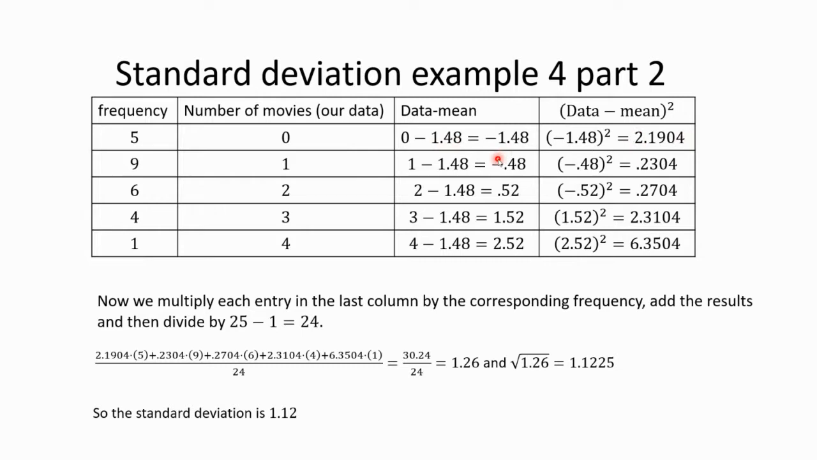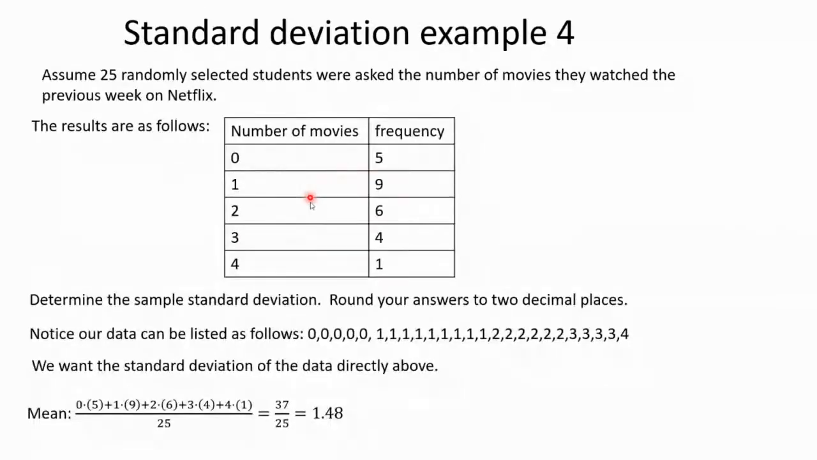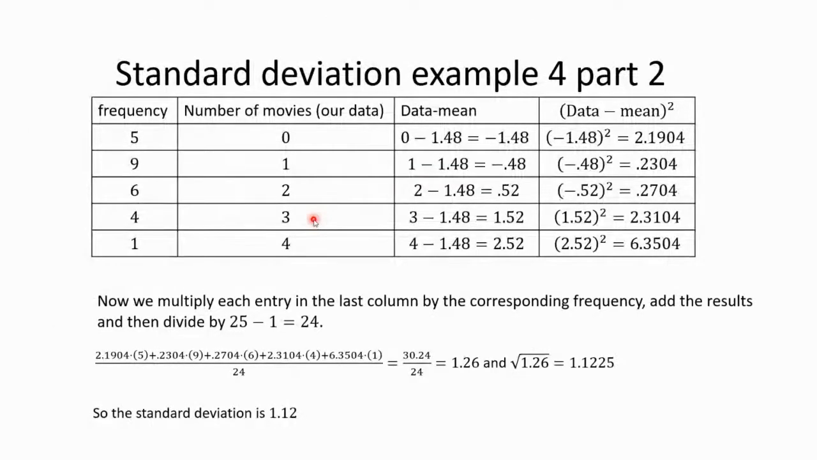We do the same thing for the other values, right? We have 1 here, right? We subtract the mean and square it. 2, same thing. We subtract the mean and square it, right? This is the sample data we're dealing with. The frequency is not quite the sample data. It just tells you how many times each sample data is listed. 3, we do the same thing, right? We subtract the mean and square it. 4, same thing. Subtract the mean and square it.